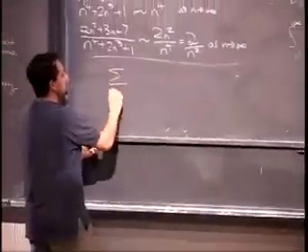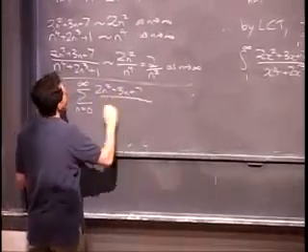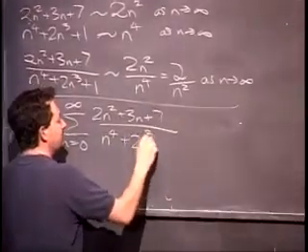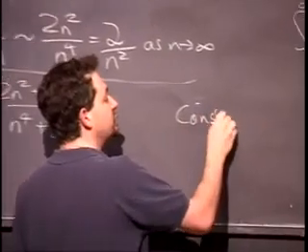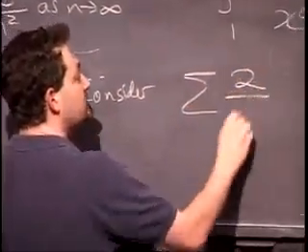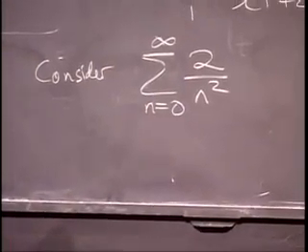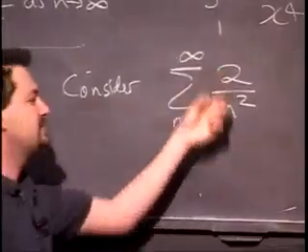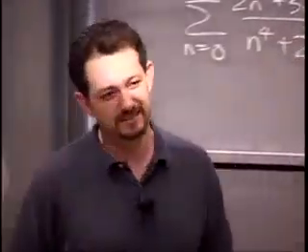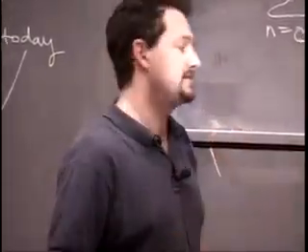Okay, fairly straightforward. What if the sum goes from 0 to infinity of the same thing? How much difference could that make? Well, if you use the same argument and you start writing down, consider the sum from n equals 0 to infinity of 2 over n squared, well, that's a silly series to write down, because the first term, when n equals 0, is 2 over 0, which is undefined. So that series doesn't even make sense. You just never say consider something that doesn't make sense.